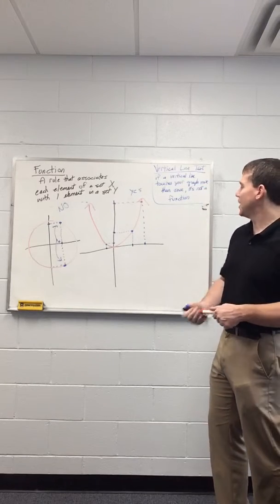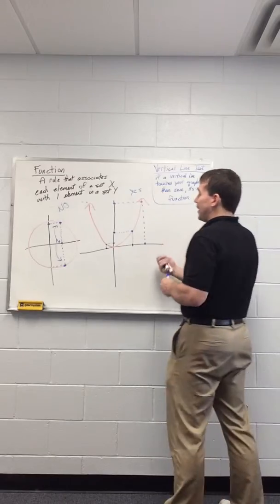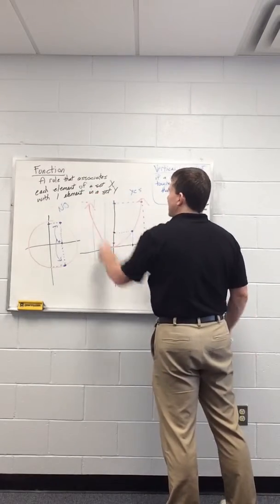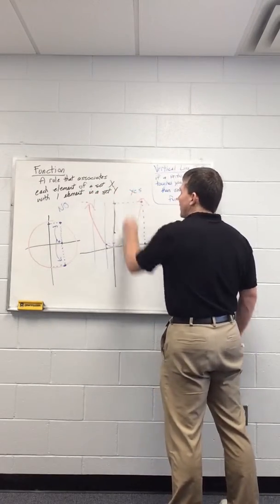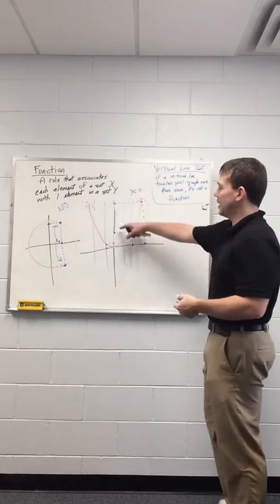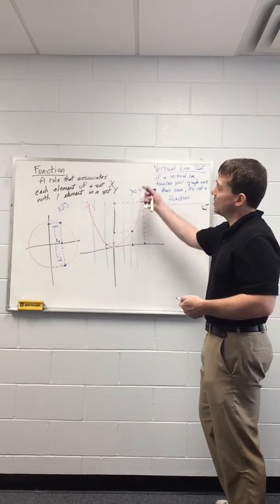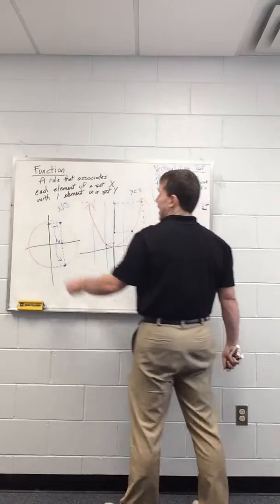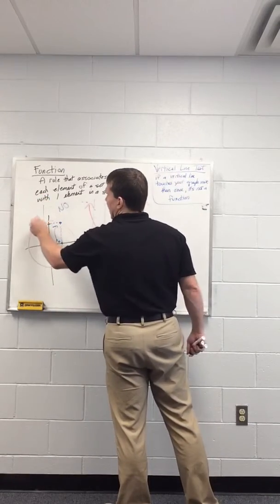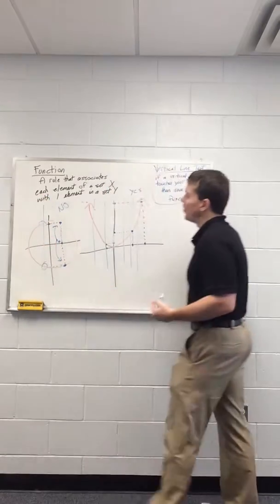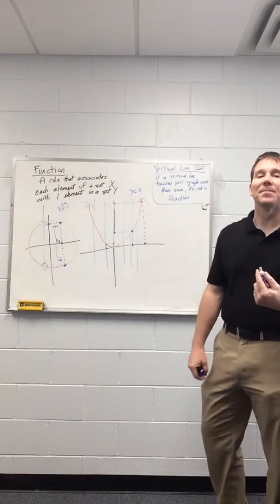And all you really have to do is, if I want to know if this graph is a function, draw vertical lines. And clearly, no matter what vertical line I draw, each vertical line is only going to touch the graph once, so it's a function. Here, I draw a vertical line, it touches the graph more than once, it's not a function.